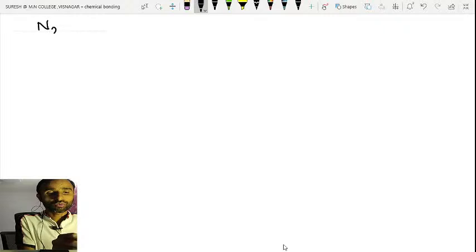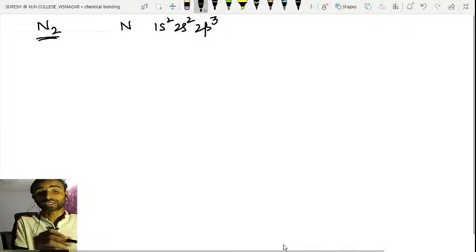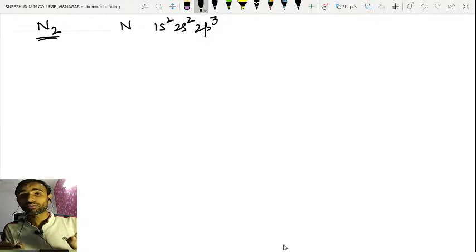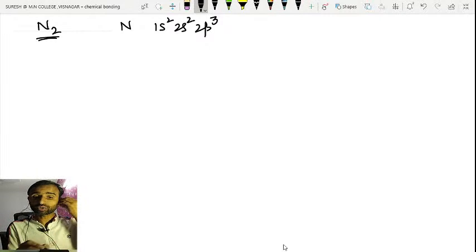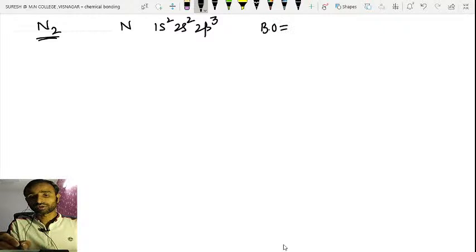So in N2, nitrogen is 1s2, 2s2, and 2p3. Keep in mind this formula is applicable for p block elements only. So in N2 there are total 6 p electrons. All the 6 are in bonding. There is no need to write the molecular orbital electronic configuration. First 6 are in bonding, so no electron is in anti-bonding. So bond order comes out to be 3.